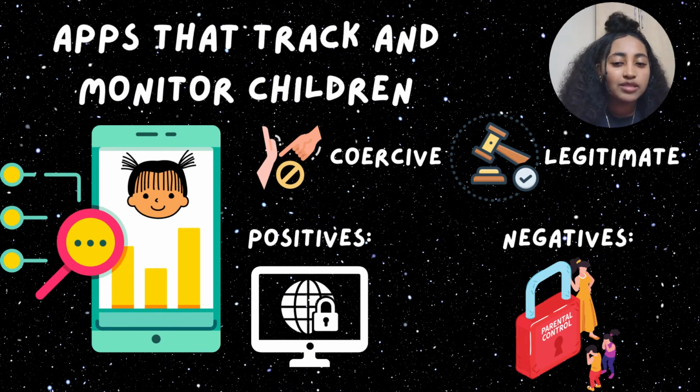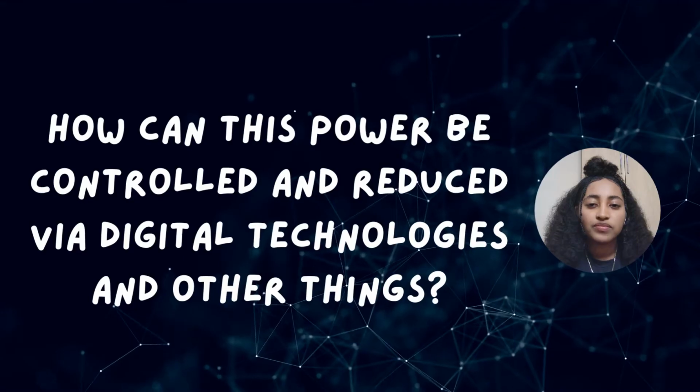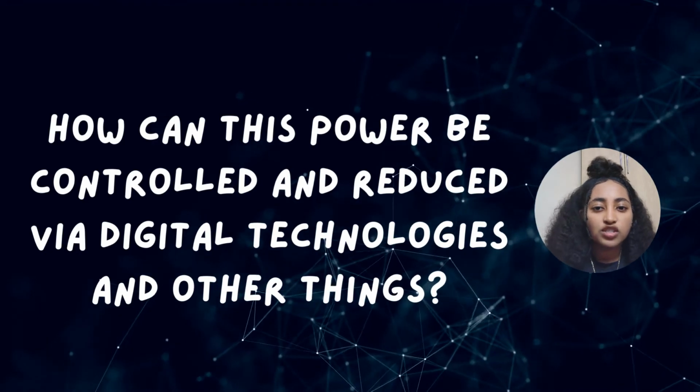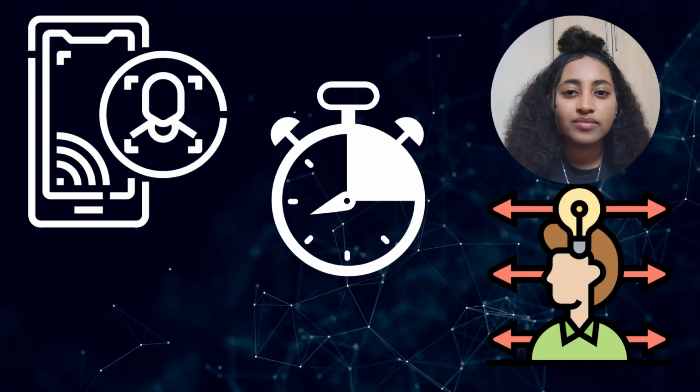A negative aspect of this could be that parents abuse this power into controlling their children and invading their privacy time and time again. So how can this power be controlled and reduced? Via digital technologies and other things?